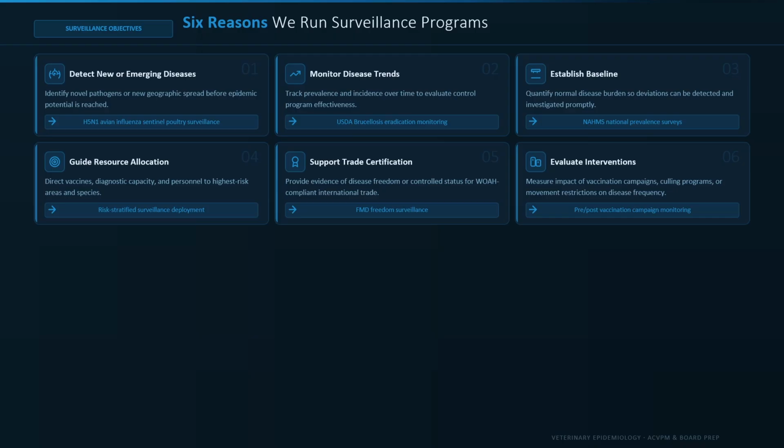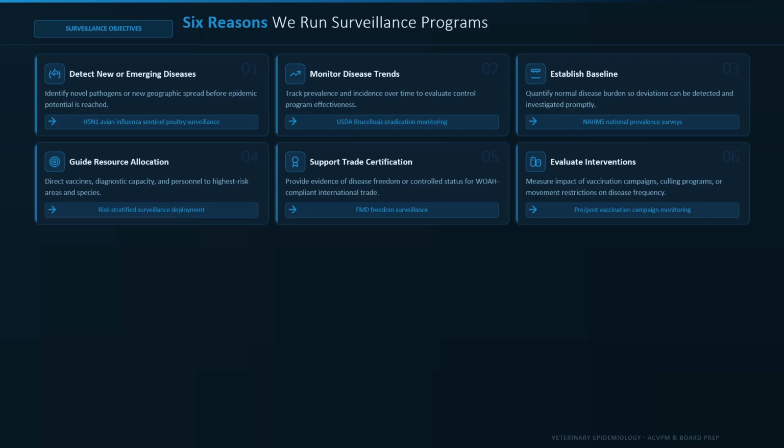Let's step back and ask the bigger question. Why do we run surveillance programs in the first place? Here's the thing. Surveillance is never free. It costs money, time, and people. So every program has to earn its keep by serving a clear objective. There are 6 big reasons, and the exam loves to hand you a program and ask which objective it's serving. So let's work through all 6.